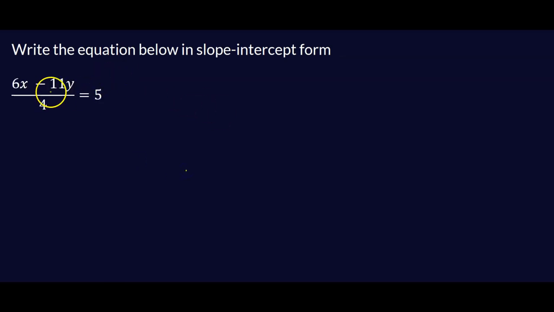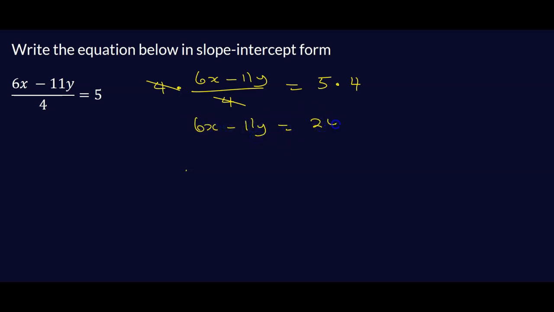Let's go through another example. 6x minus 11y over 4 equal to 5. What you want to do here is make sure that you eliminate the denominator. There's an easy way to do it. The best way to get rid of this denominator is to multiply both sides by the number in the denominator. So this is going to cancel this out, and you're going to have a regular equation. So this is going to be 6x minus 11y equal to 20.